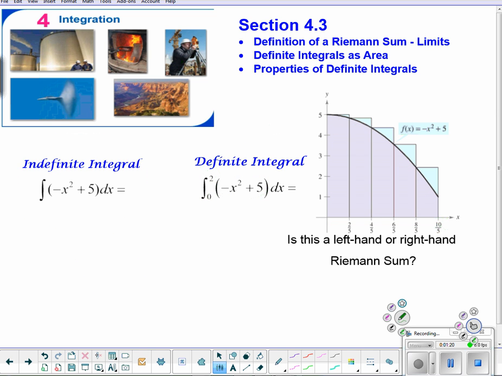I see there's a question here. Is this a left-hand or right-hand Riemann sum? We'll look at it for a minute and try to determine what set the height of the rectangles. What I notice is here's the intersection point, which is on the left side of my rectangle. So this would have been a left-hand Riemann sum.